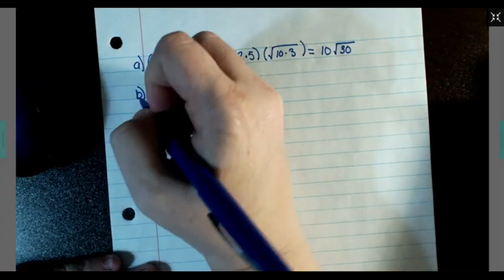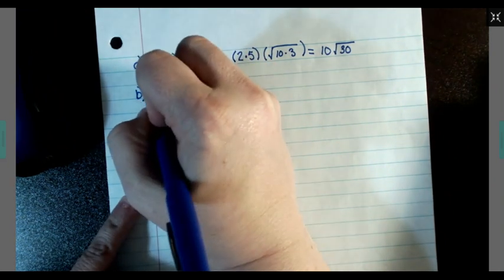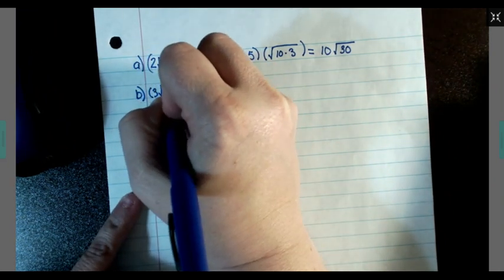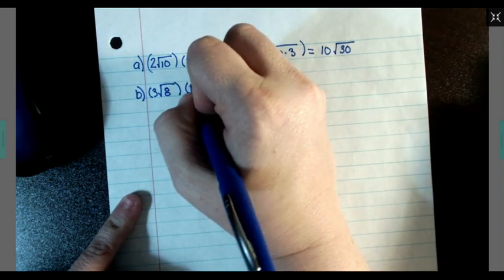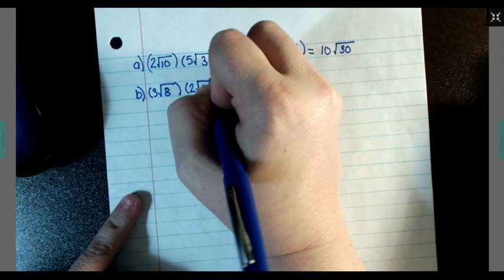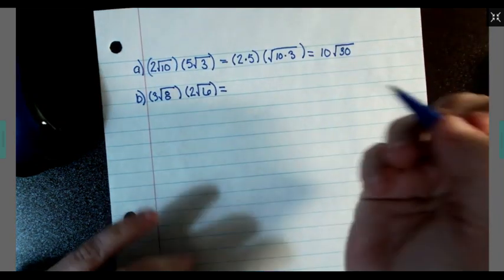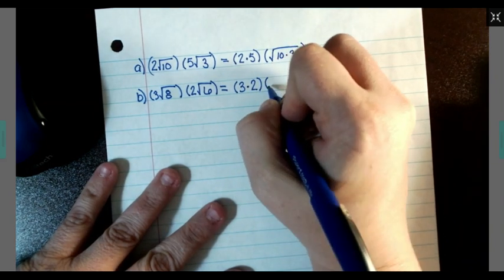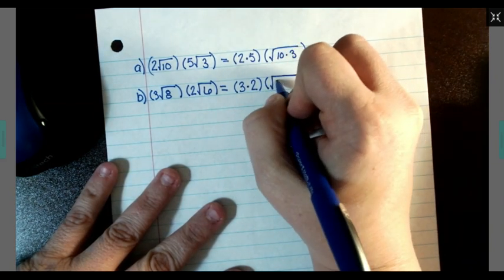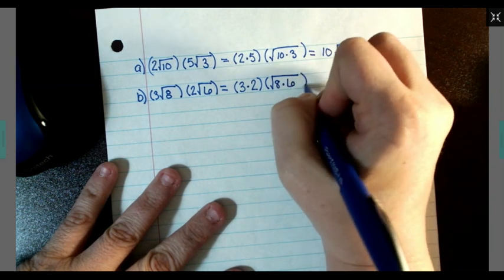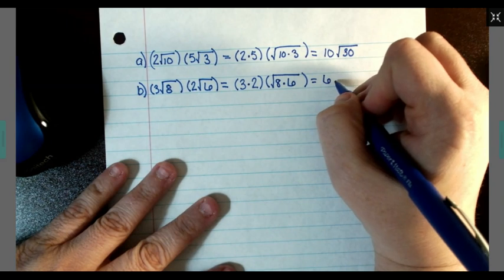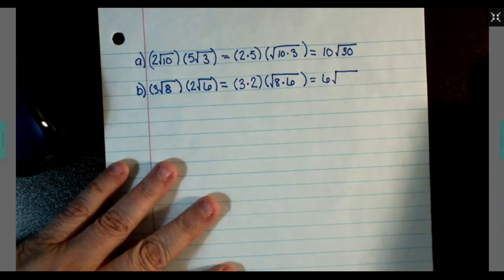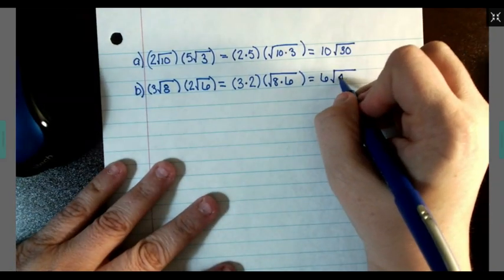B. We have 3 square root of 8 times 2 square root of 6. So we can do 3 times 2. And then here we've got 8 times 6. Well, 3 times 2 is 6. And this would be 48.